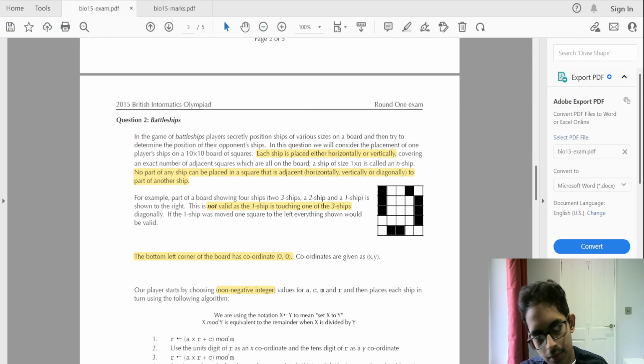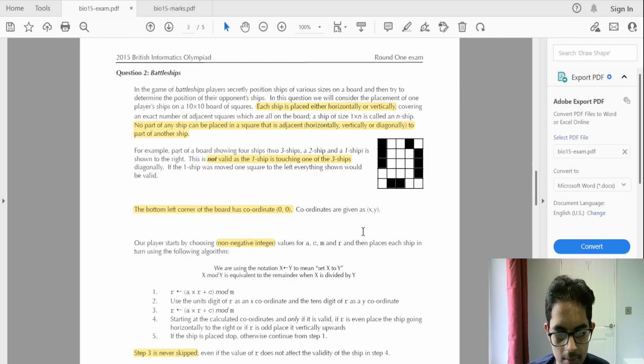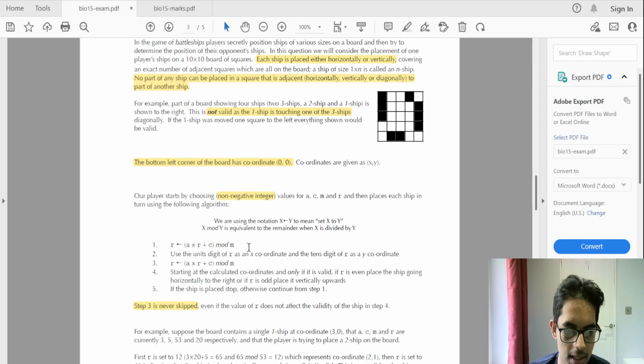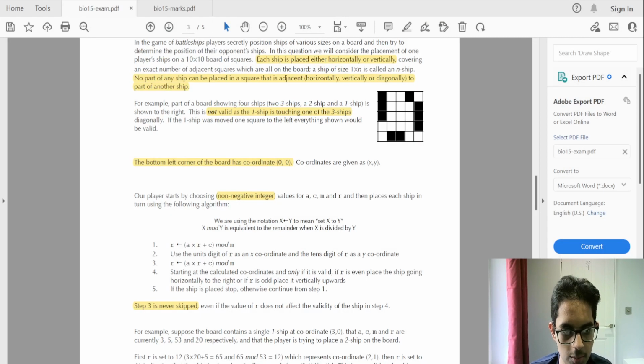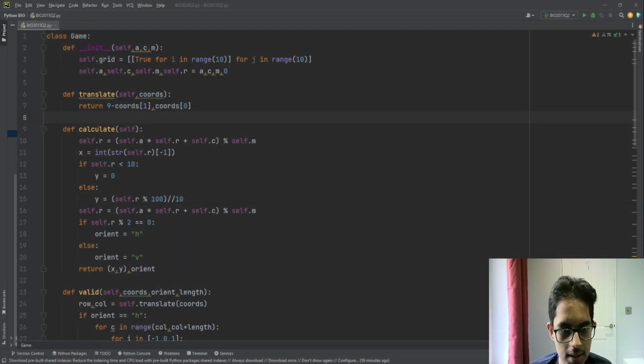So if we go back to the question, initially the very first part of the algorithm is we set r equal to a times r plus c, and then mod m. Okay, so we do exactly that inside the code. If we go back to the code, we set r to equal a times r plus c mod m. And then the next part is we use the units digit of r as the x-coordinate and the tens digit as the y-coordinate. So x equals converting r into a string and then taking index -1. -1 is basically the last index. The last index would be the units digit, and that becomes the x-coordinate.